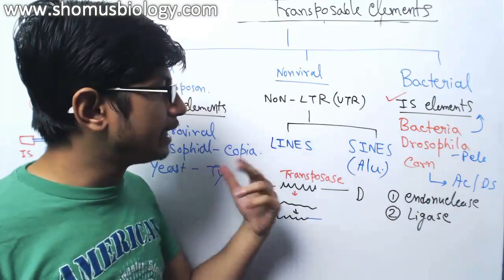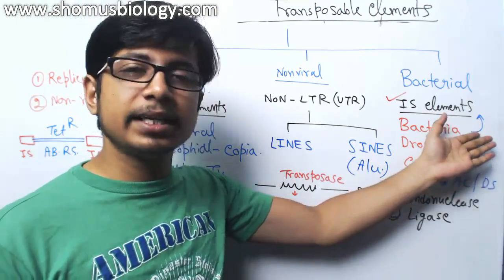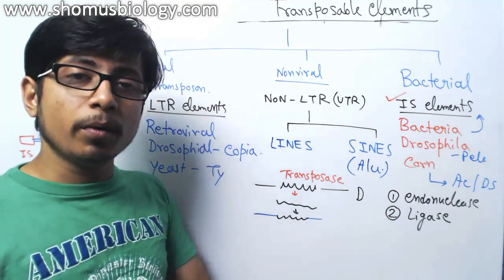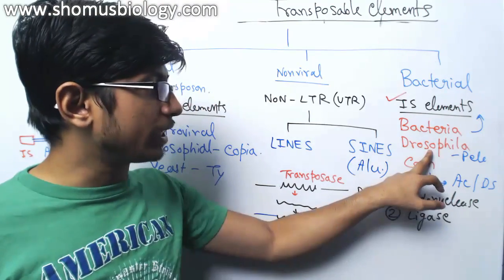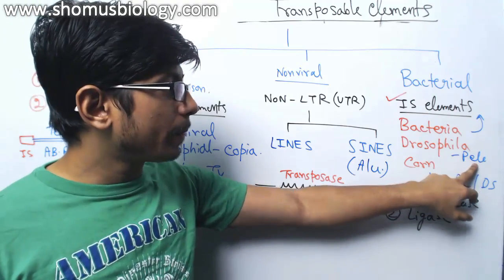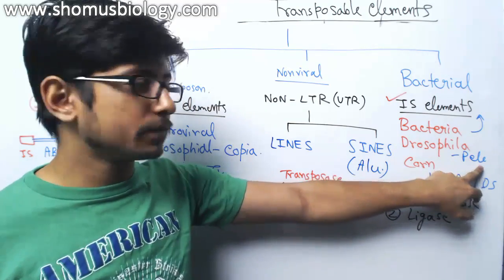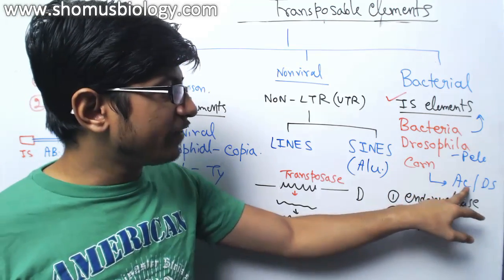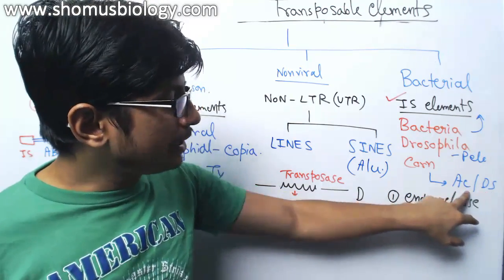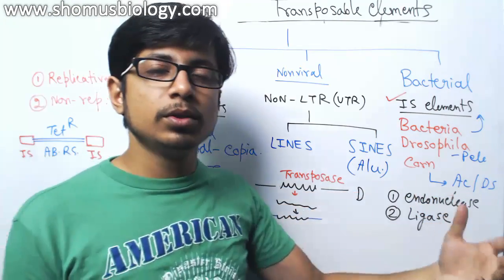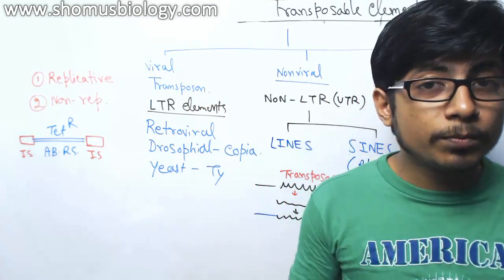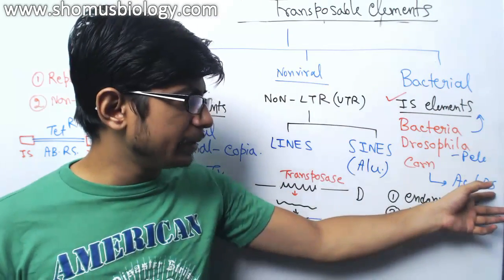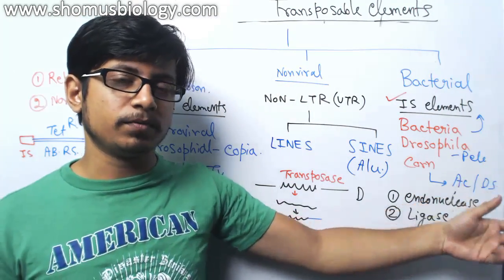As I told you, in bacteria these are normally known as IS elements or composite transposons. For composite and non-composite transposons in other organisms, for example in Drosophila we have the P elements, which are a type of IS element. In maize we have the Ac/Ds elements. These are also composite and non-composite forms. Normally the Ac/Ds element is a non-composite form of transposon.